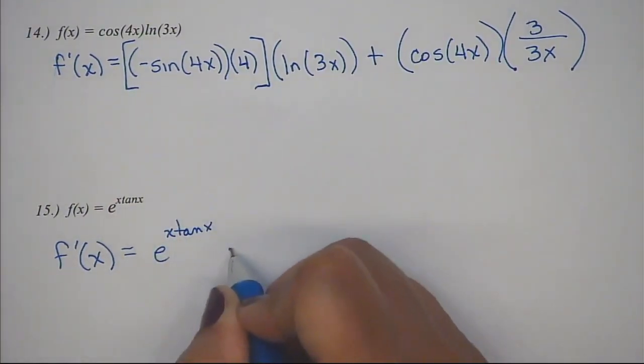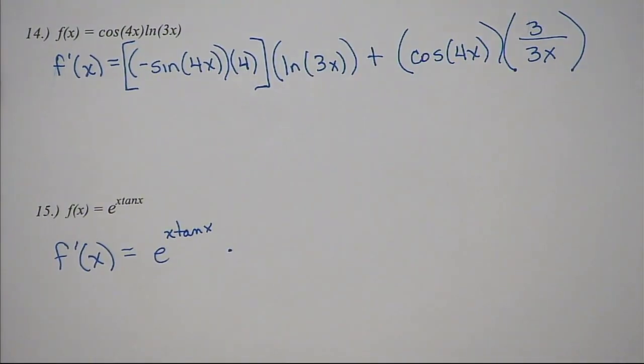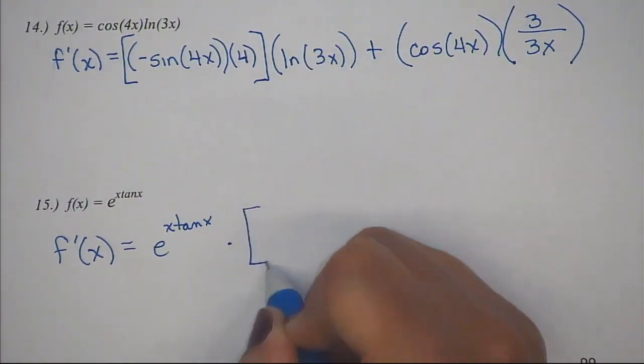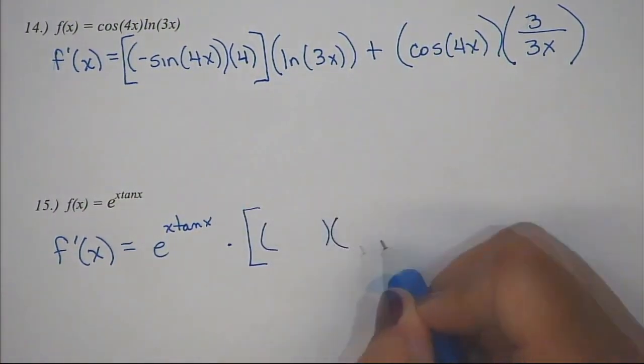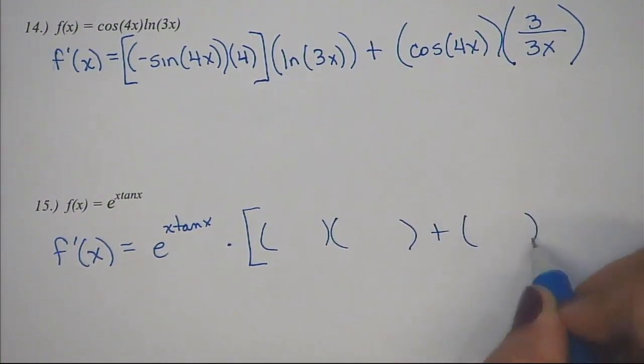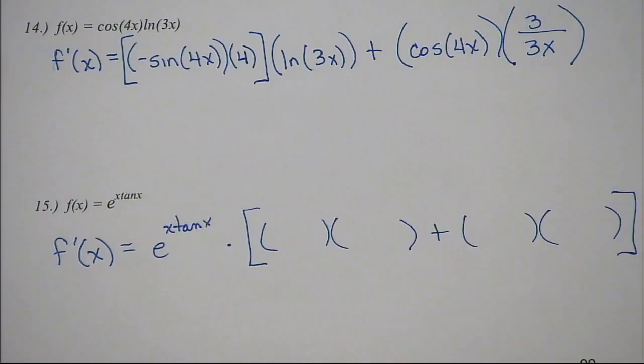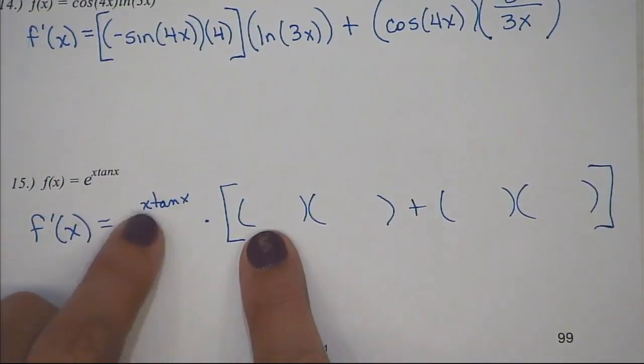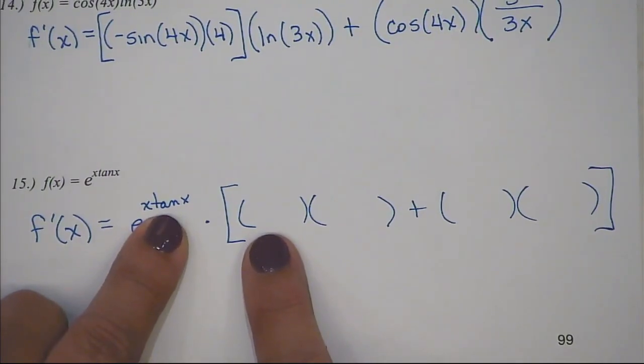And then we have to do times the derivative of the exponent. So now we have our 4 things we're getting ready to do. Product rule. Hope I left enough room for doing it. Okay, so derivative of the exponent: x times the tangent of x.